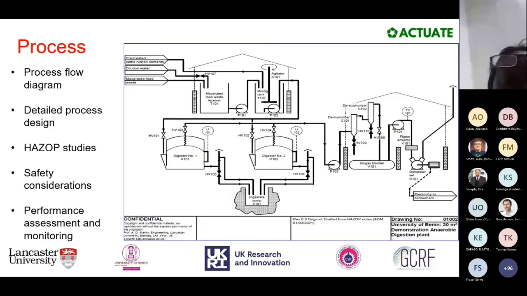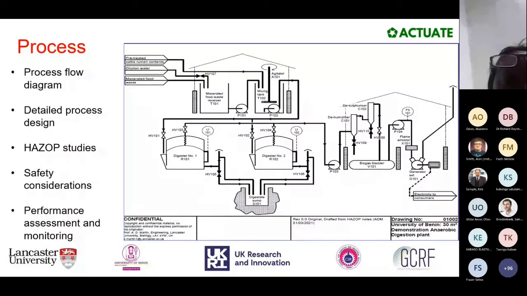So for the Uniben plant, like I've mentioned, we have a multidisciplinary team who have been working together. But specifically for the plant itself, we have a team of engineers, which I'm part of. The first thing we needed to do was to have a flow diagram of the process. So essentially, this is what we have. We have the two digesters, digester number 1 and digester number 2. That's where the digestion actually takes place. We had to do a whole detailed design of this process, and we received a lot of support from our partners at Lancaster University in the UK.